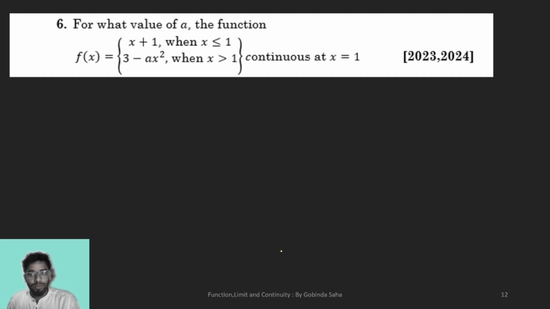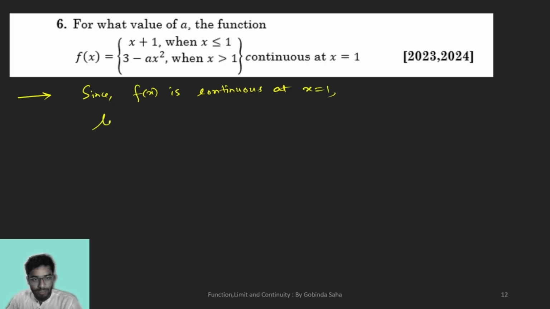Coming to question number 6, which is also the same, and most probably an important question. So here also we have to find the value of a whenever the function is continuous at x equals 1. So since f(x) is continuous at x equals 1, then we can say the limiting value of x tends to 1 minus f(x) is the same as the limiting value of x tends to 1 plus f(x).